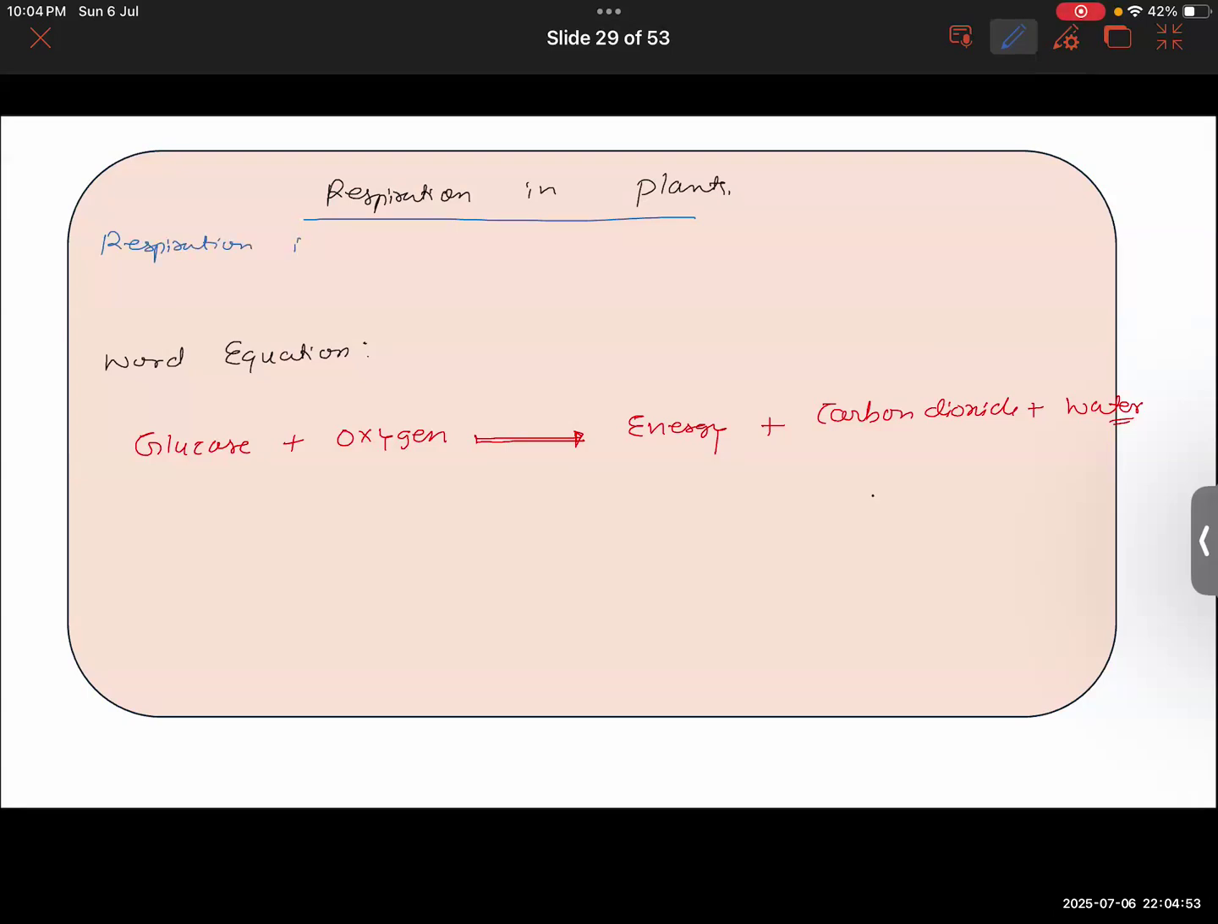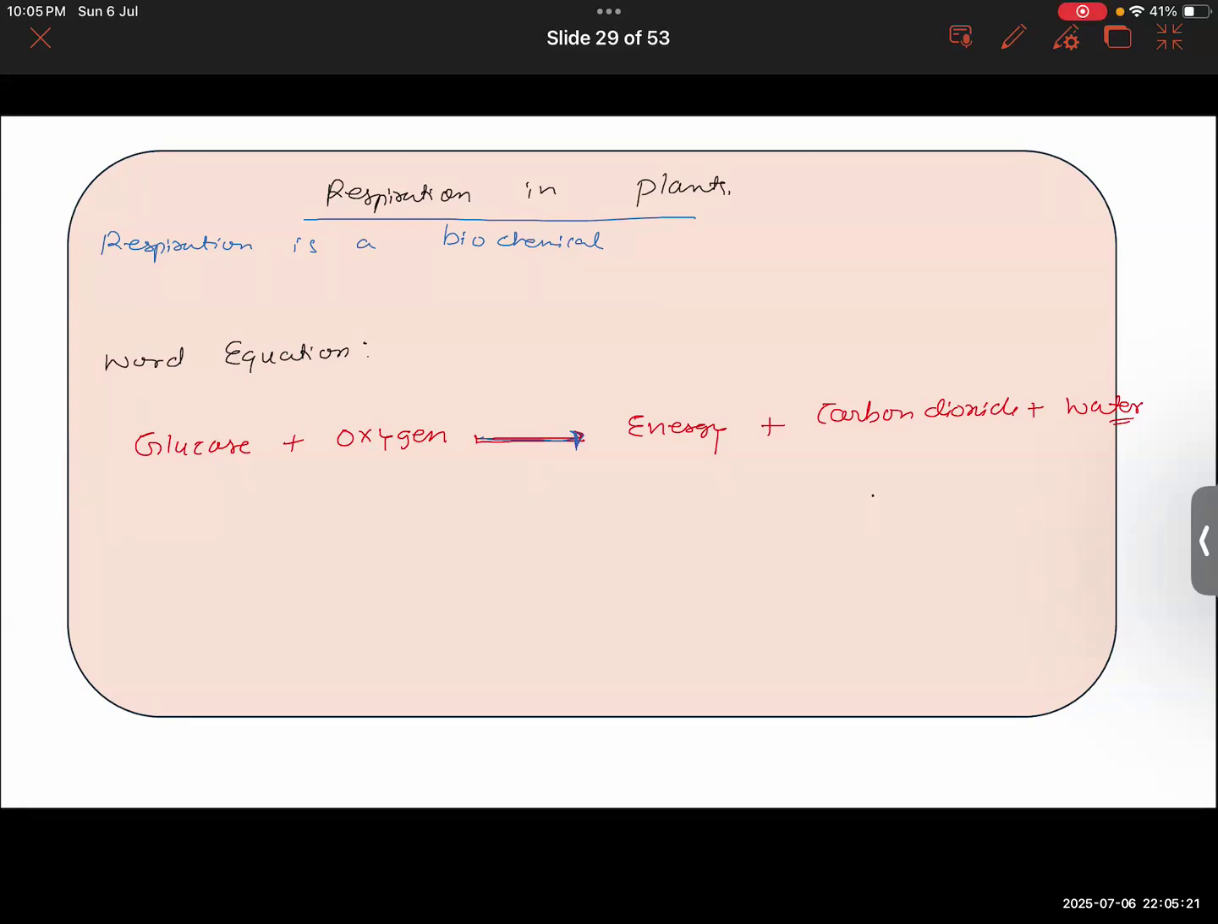So respiration is a biochemical process, we can say. The word bio refers to living organisms, and we say this is a chemical process because new things are produced here. Earlier you had glucose and oxygen on this side of the arrow. On the other side, after the reaction, you're getting new things. So it's a chemical process happening inside a living organism, and we call it a biochemical process.